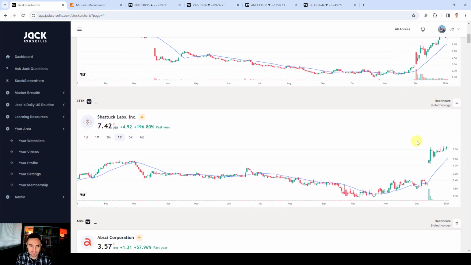But I'm just going to go through and hit things like this, right? STTK, okay? I'm looking for this. You can see the volume coming through, okay? See the volume, see the gap. Now the stock is starting to consolidate. So then I want to be putting this in a watch list.